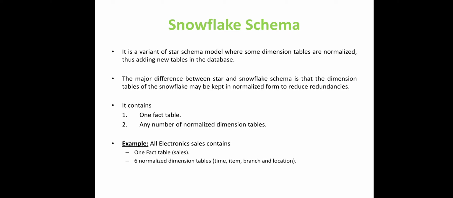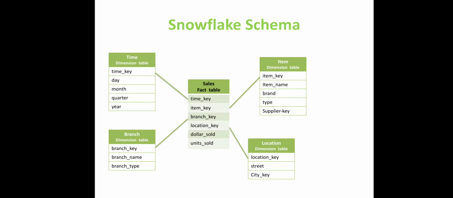How are we going to do that? The basic 4 dimension tables are mentioned here: time, item, branch and location. How are we going to make them normalized? Let us see by an example. The same example that we took previously for the star schema, I have mentioned over here: the same sales table with the same attributes, time key, item key, branch key, location key, dollars sold and units sold.